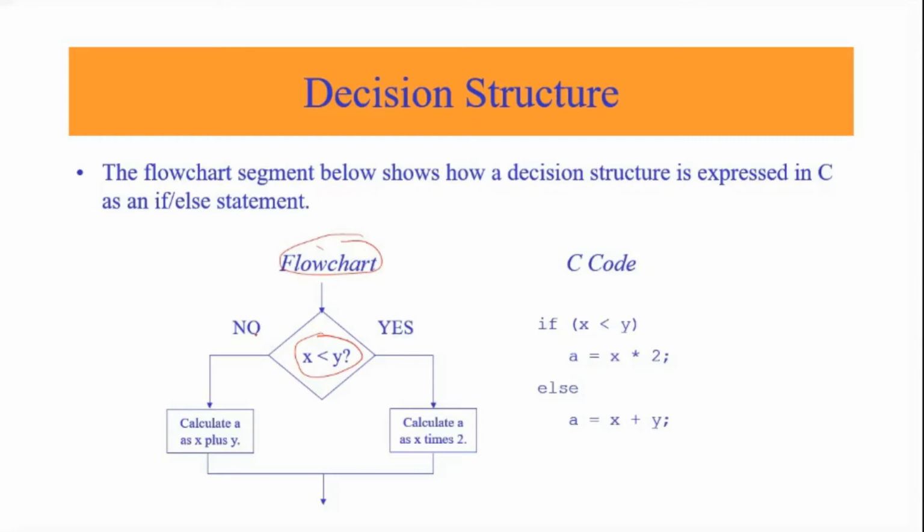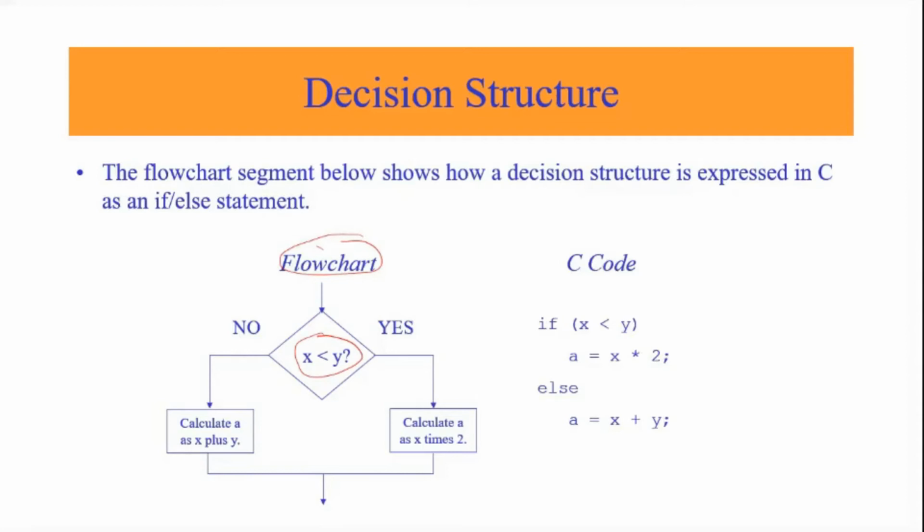So then else means this no. If it is no, that is if x is not less than y, if x is greater than or equal to y, in that case a equals x plus y. So that is a decision structure. A decision is to be taken from here. In most of the decision structures, there will be a yes condition and a no condition, or a true condition and a false condition. So that is happening in a flowchart.